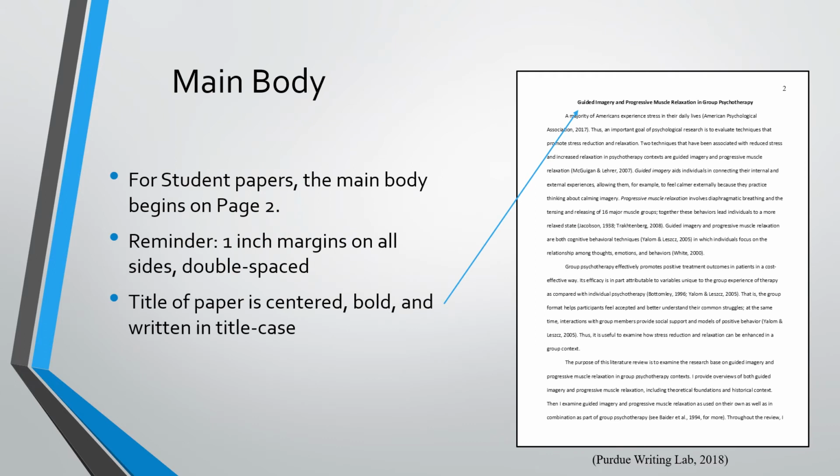The main body of the paper begins on page 2. Remember there are 1 inch margins on all sides and the paper is double spaced. The title of the paper is repeated on the first line, centered, bold, and written in title case. This is a level 1 heading.